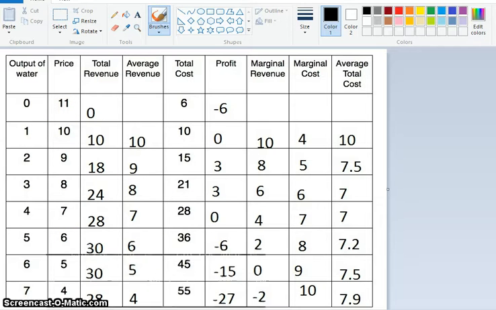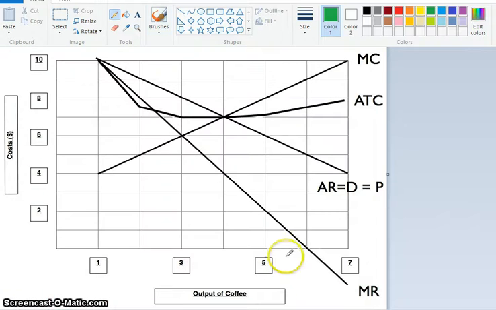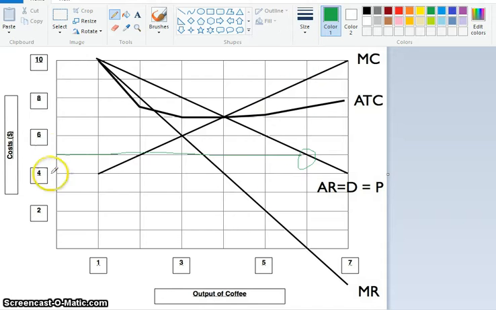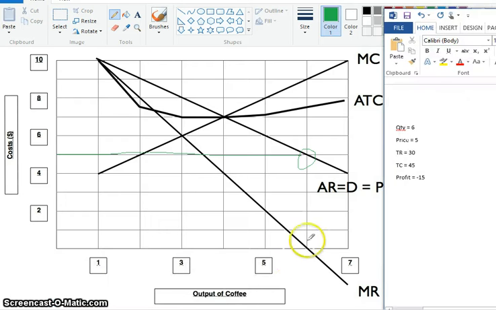So if we look back here, we were at 6. Oh, why didn't it circle that? There we go. There is our price at 5. If we go over. Boom. I'm going to get a little bit bigger marker here. Okay, so that's my price. Don't go to your marginal revenue curve, or else it would tell you it's 0. That is incorrect. Now the total revenue is 30 here.